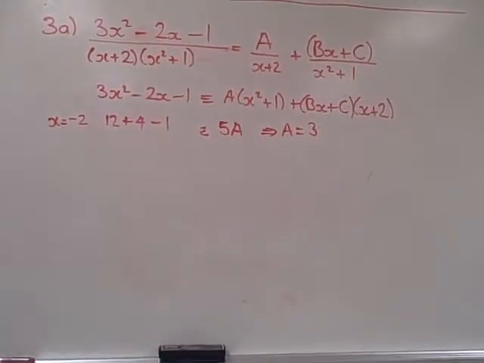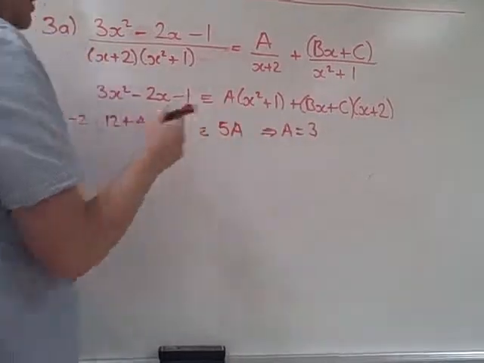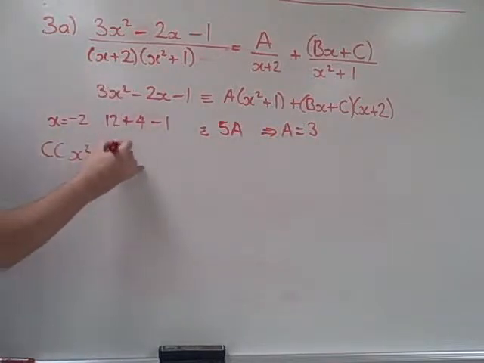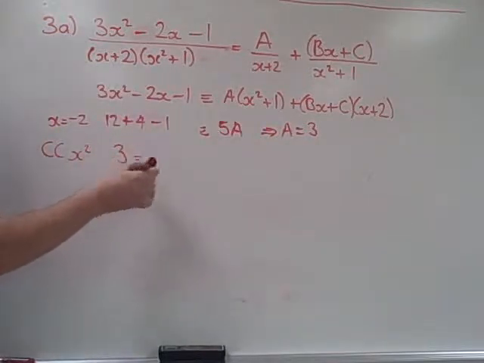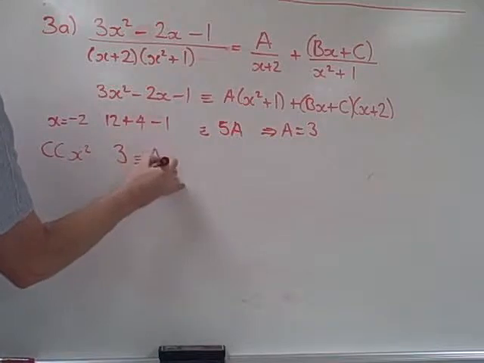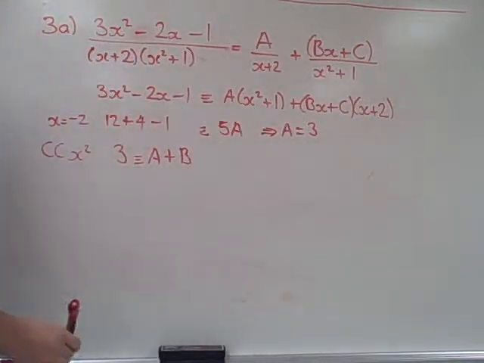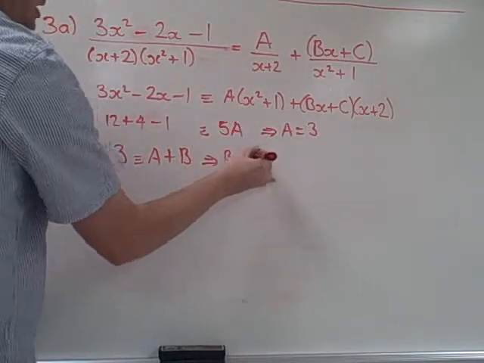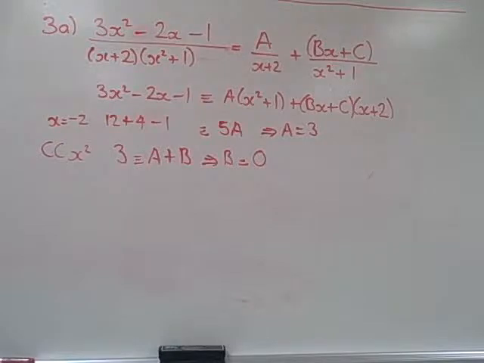Now there's no more special values that we can choose to make one of these sets of parentheses equal to 0, so we'll have to try our other tricks. So let's compare coefficients of x squared. On the left hand side we've got 3, this side we've got a, and here we have b. As we already know that a is 3, that should tell us that b equals 0. Once again, perfectly okay to have b as 0.